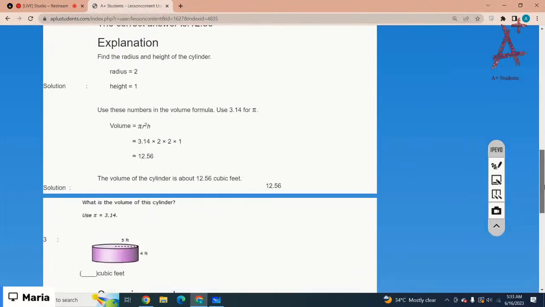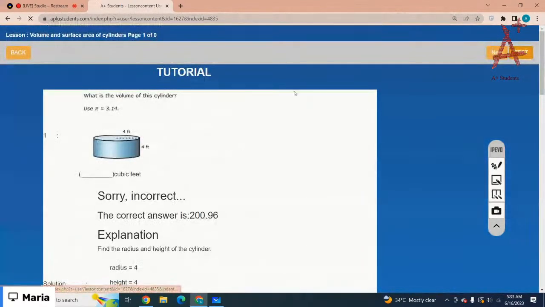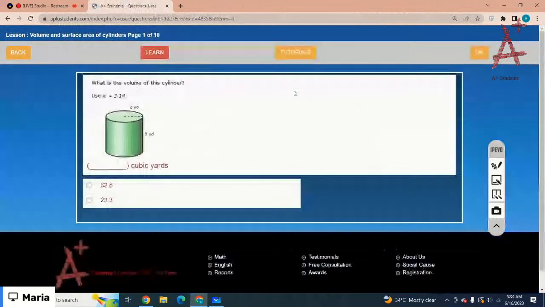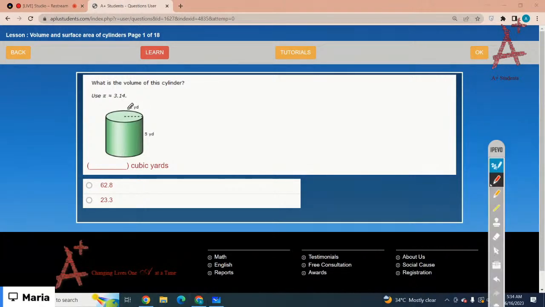Okay, let's just start with the practice questions. Here we are. What is the volume of the cylinder? You are given the radius, 2 yards, and the height, 5. The formula you have to use is pi r squared h. Just put in the values. Pi is 3.14, that is a fixed value. r is 2 squared and h is 5. Let me just do the calculations.